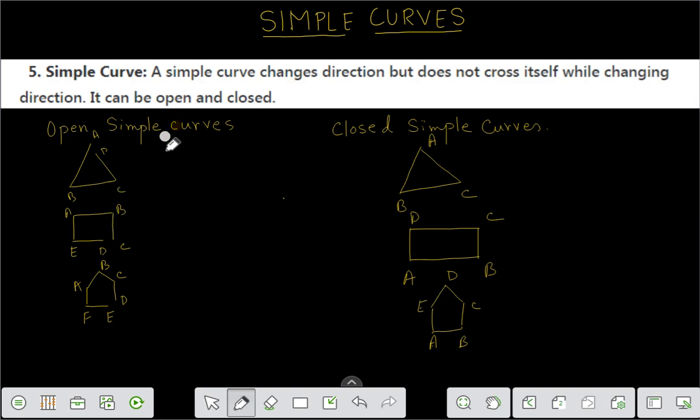This is an open simple curve, right? There are many examples like this. You can draw open simple curves and closed simple curves, right? Therefore, a simple curve changes direction but does not cross itself while changing its direction. It can be open, it can be closed. Here are the examples of open and closed curves. You see, in this case, all these are open and closed curves.